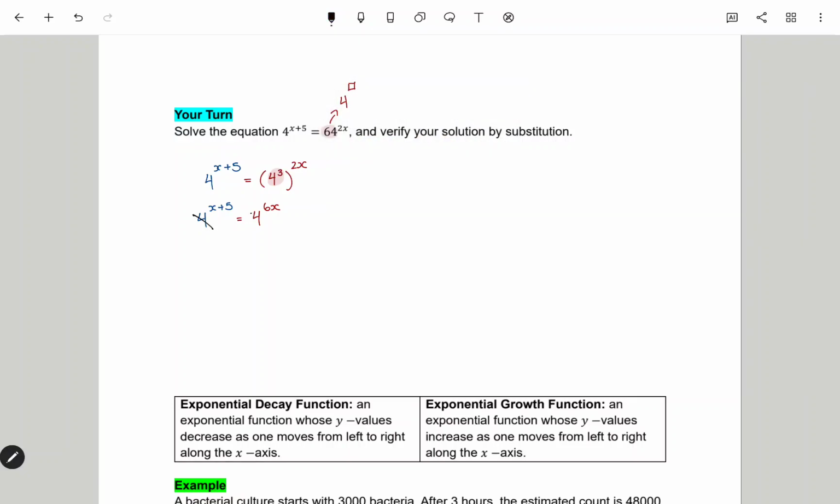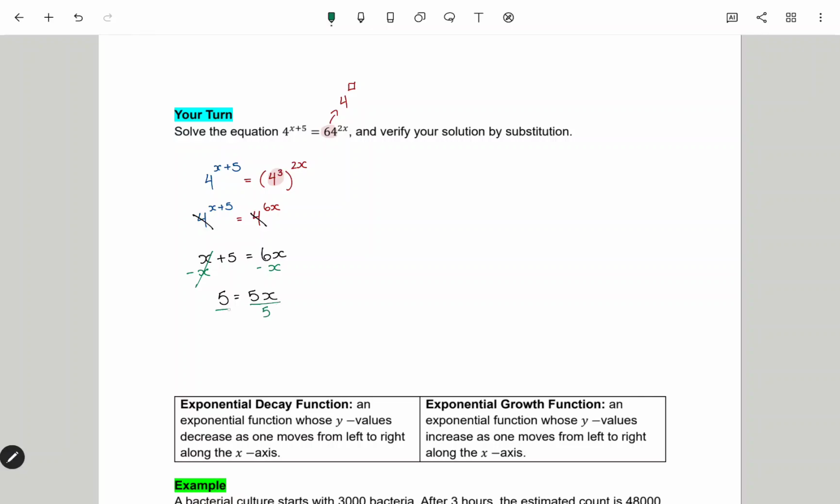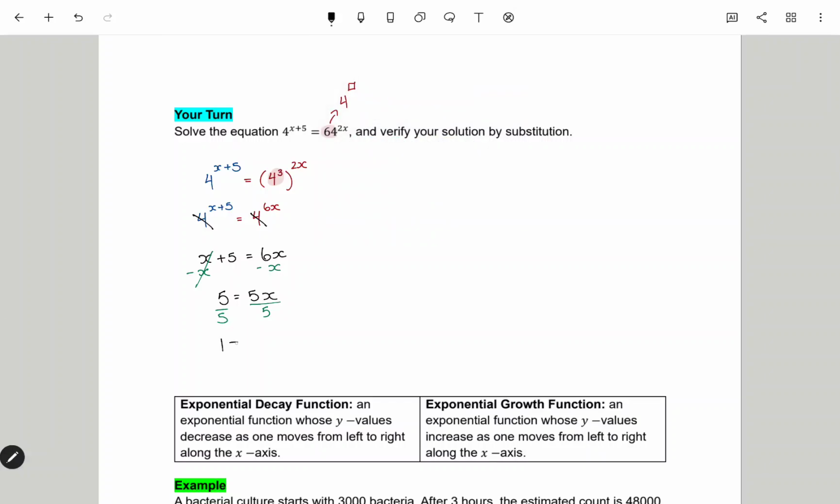Bases are the same, so we can now ignore our bases and set our exponents equal to each other. All right, so because this x on the right side is by itself, we're going to get the x over here on the left to join it. So we're going to minus an x from both sides. Get rid of the x on this side. So we get 5 equals 5x. Divide both sides by 5. We get that 1 is equal to x.